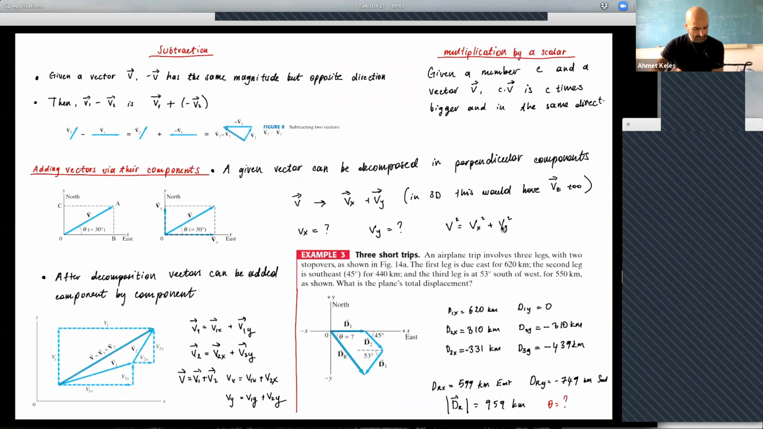All right, now we can move on to a little bit of technicalities, but they are useful. So adding vectors via components. Given a vector, you can decompose it into its perpendicular components, right? Suppose you have a vector like this, which is V. You can express this vector in terms of these perpendicular components, Vx and Vy. And if you were in three-dimensional, more general geometry, you could also add Vz too. But now I wanted to keep the drawing simple.